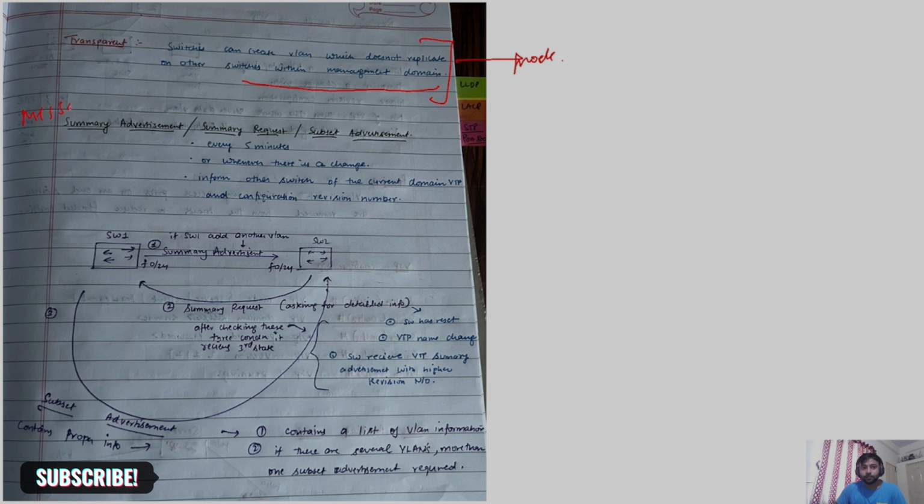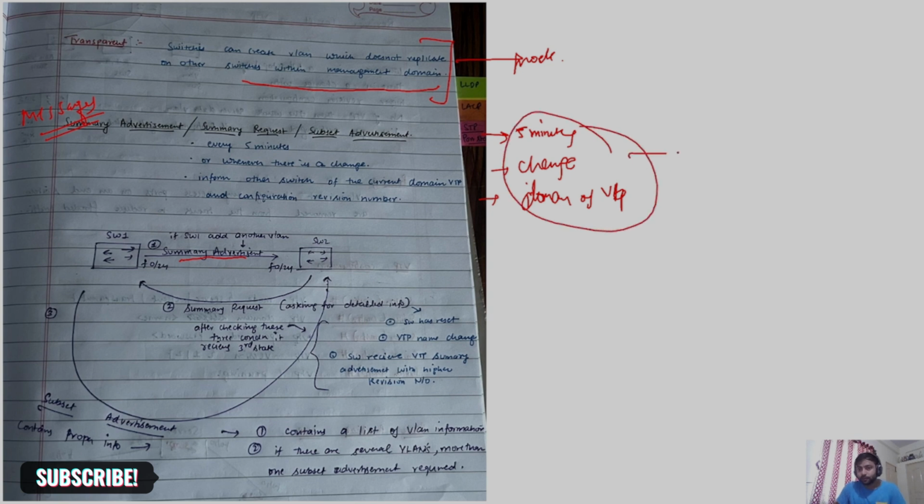Let us understand the messages, how VTP synchronizes with other switches. Every 5 minutes, it sends a summary advertisement, which is like, hey, this is the VLAN we have added, or this is the information. This happens in three cases: first, every 5 minutes; second, if there is any change; or third, if it wants to share with the switch the current VTP domain. In these three cases, it sends a summary advertisement to the switch.